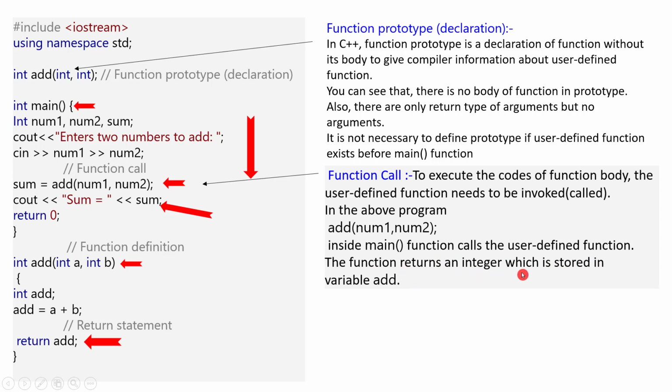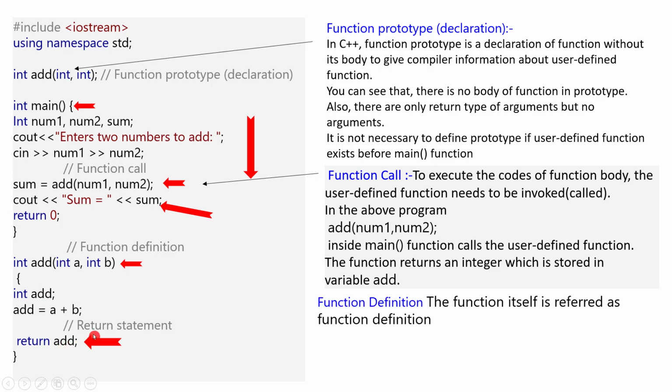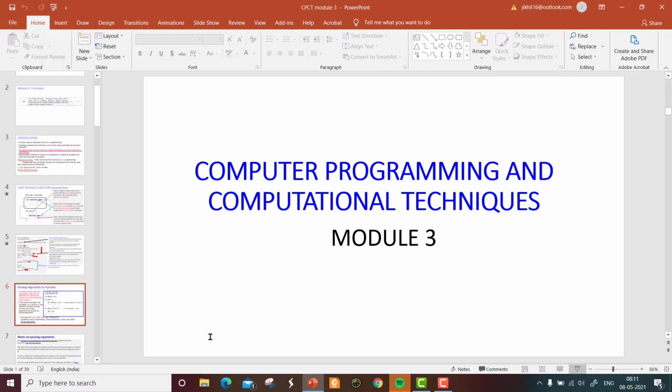The function returns an integer which is stored in the variable add. After performing the task in the user-defined function, this function will return the value stored in add. This user-defined function is called the function definition. Okay, we will stop for today.